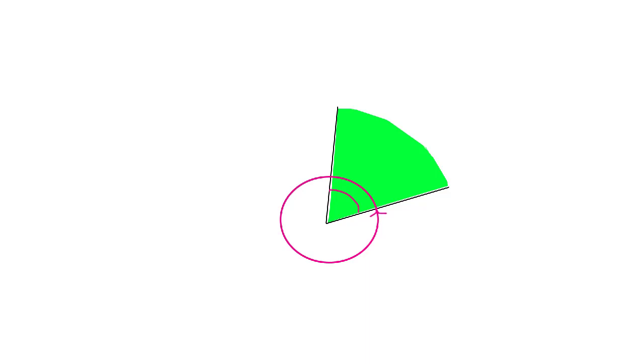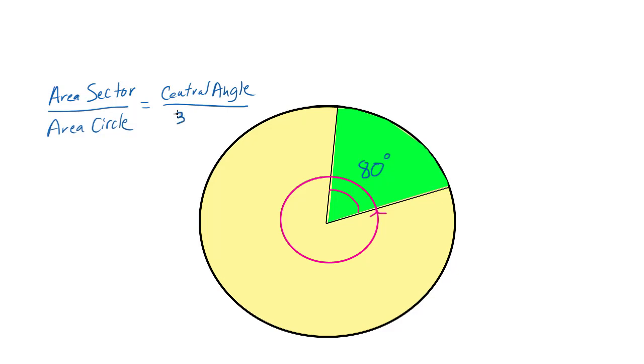The sector of the circle carved out by the central angle is the green area shown. It's essentially the pizza slice. The fraction of the central angle to the full rotation around a circle is the same fraction of the pizza slice, the sector carved out of the entire circle. So that same proportion is going to hold. So if I have a central angle of 80 degrees again, I can say the following. The area of my sector divided by the area of the circle is the same as the central angle divided by a full rotation around the circle, which is 360 degrees.